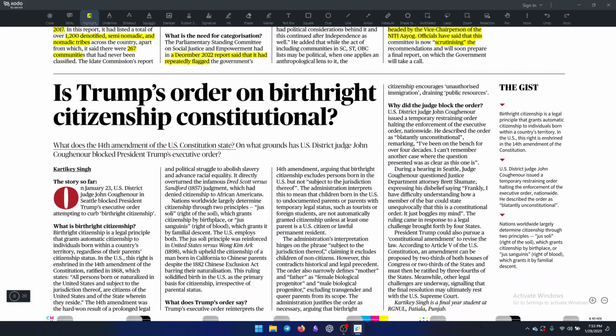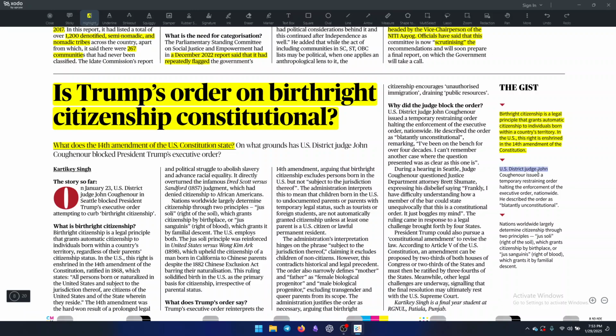Is Trump's order on birthright citizenship constitutional? What does the 14th Amendment of the Constitution state? Birthright citizenship is a legal principle that grants automatic citizenship to individuals born within a country's territory. In the US, the right is enshrined in the 14th Amendment of the Constitution.